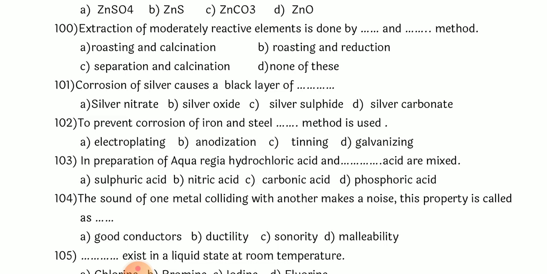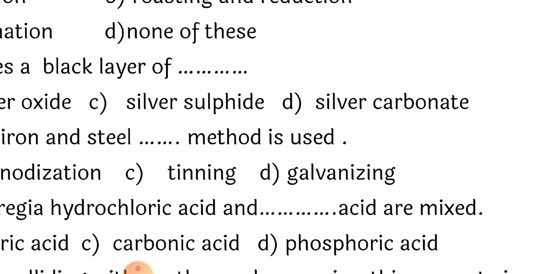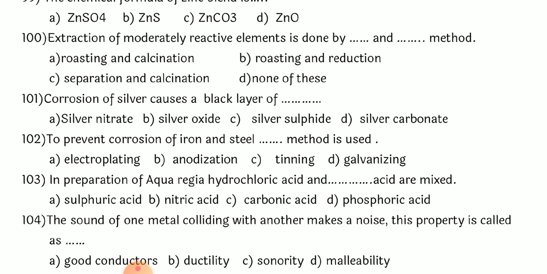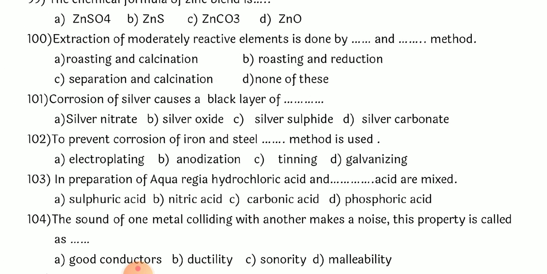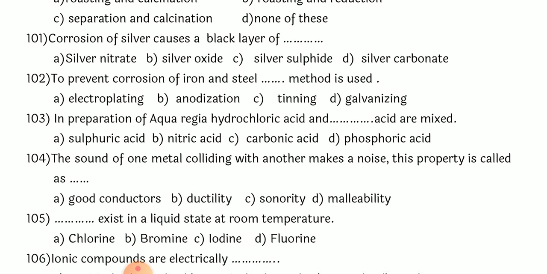102. To prevent corrosion of iron and steel, dash method is used. Okay, that is galvanizing method. Question number 103. In preparation of aqua regia, hydrochloric acid and dash acid is mixed. It is nitric acid. Hydrochloric acid and nitric acid are mixed to form aqua regia. Aqua regia is a solution which can dissolve gold. You know that.